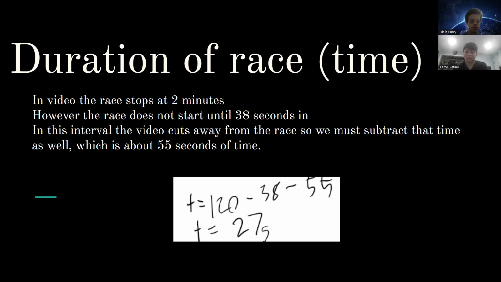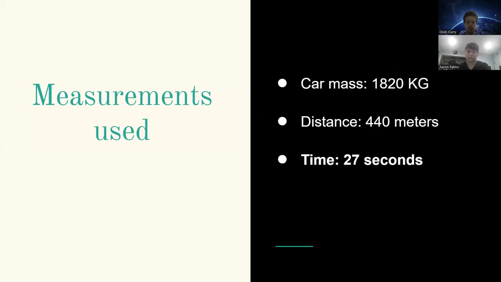For the duration of the race, we realized that the race stops at 2 minutes, and the race does not start until 38 seconds in. Within these 2 minutes, there's about 55 seconds where the video cuts away from the race, so we subtract 38 and 55 from 120, and we end up with 27 seconds. So the measurements we used: car mass as 1,820 kilograms, distance as 440 meters, and time as 27 seconds.